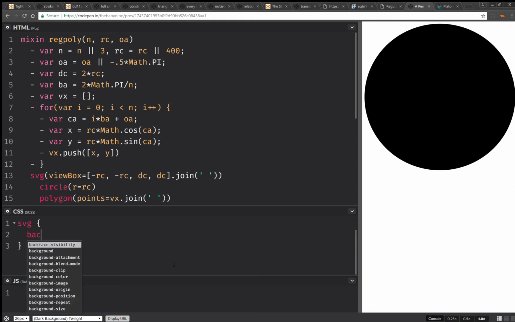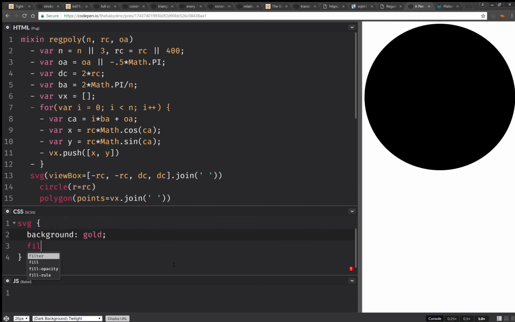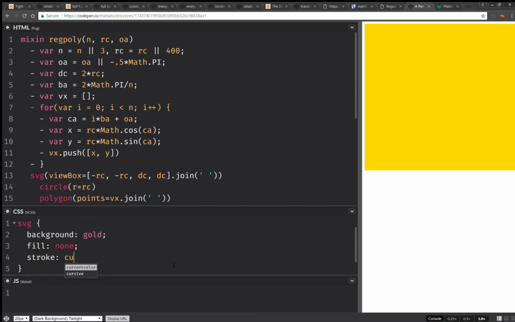So first of all, we're going to set a background on the SVG, and that's going to be gold. We're going to set a fill. This fill gets inherited. Fill and strokes we set on the SVG get inherited to everything in the SVG. So fill none, and we're going to have stroke current color. And now we can see it. We have the triangle, we have the circumcircle, everything looks perfect.